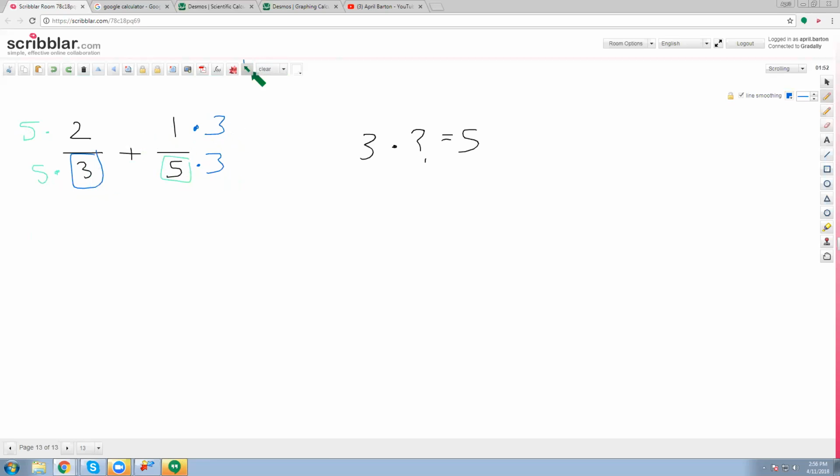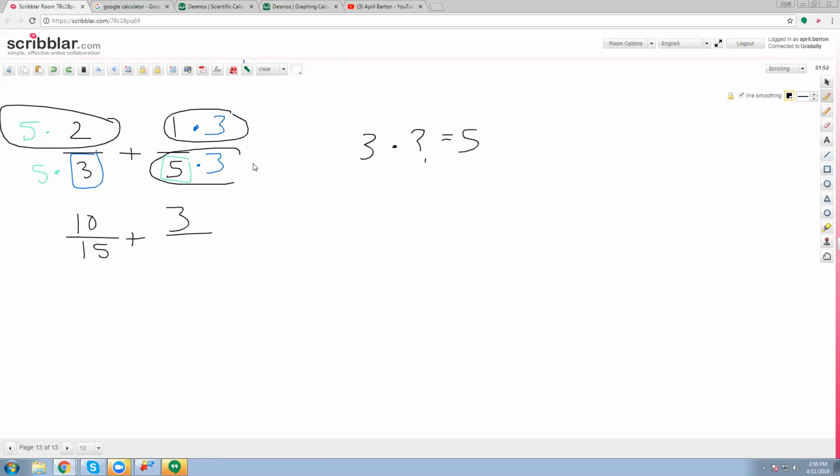So then we do that multiplication. Multiply 5 times 2. Multiply 5 times 3. Multiply 3 times 1. Multiply 5 times 3. So now we can add these together. They have that common denominator. The bottom's got to be the same, and it's going to stay the same. And you only add the numerators together.